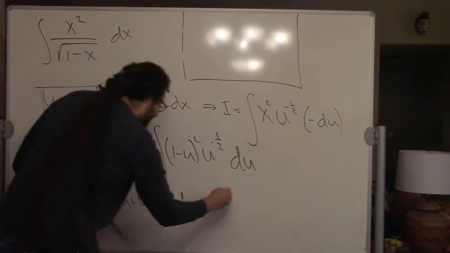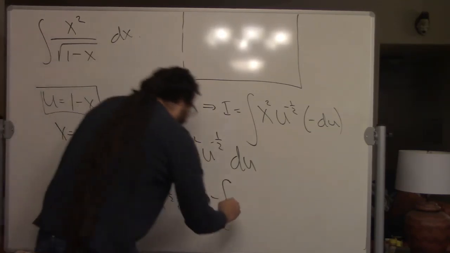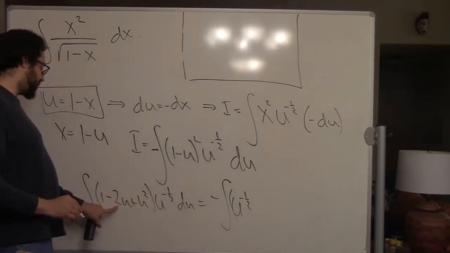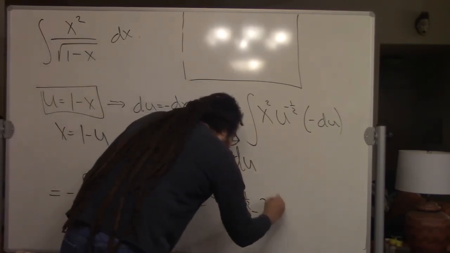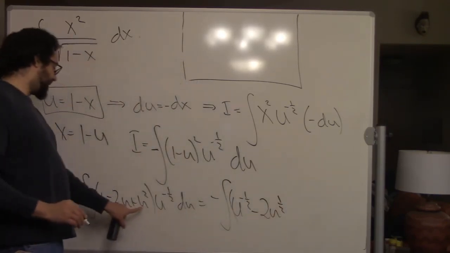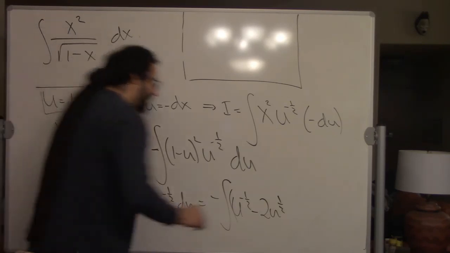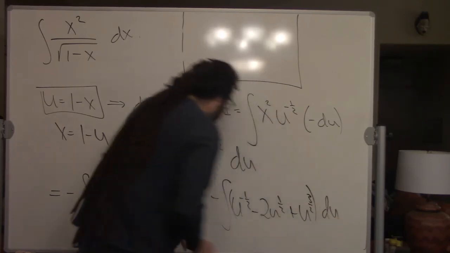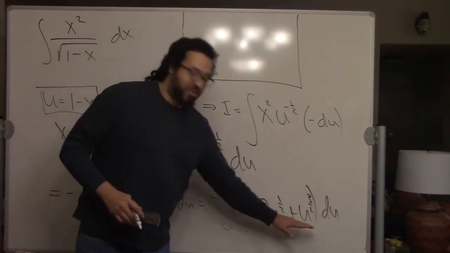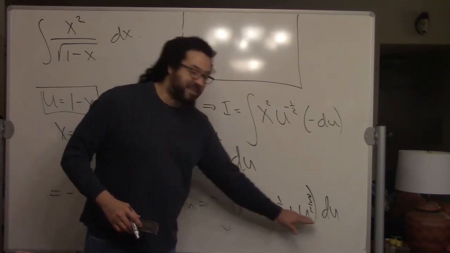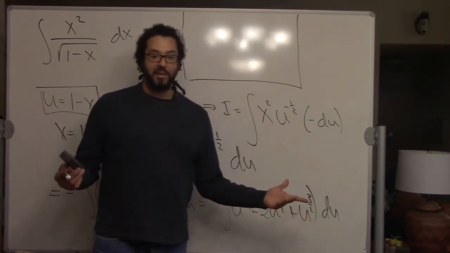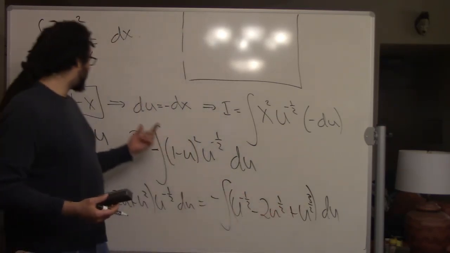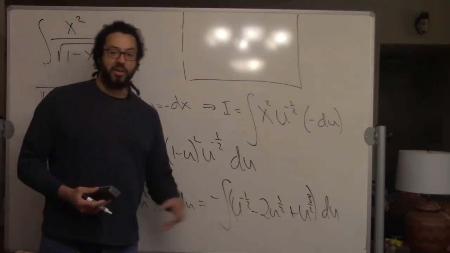That's the same thing as negative u to the negative 1/2, and then minus 2u to the 1/2, and then plus u to the 3/2. So now it's just an easy matter to apply the power rule for antiderivatives to all three of these things, and then add c, and then make sure to replace u with 1 minus x. And there you can get a good final answer.